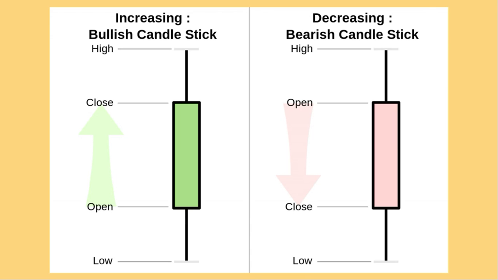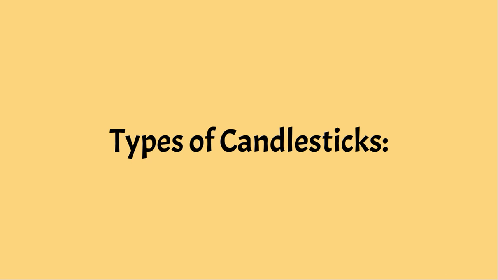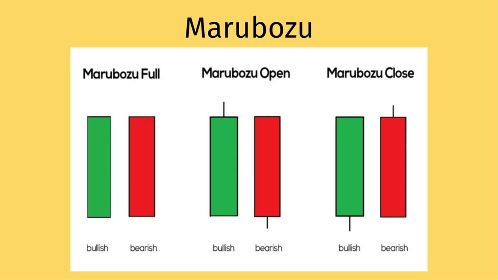Now we will be discussing about the types of candlesticks. Firstly, we will be talking about the Marubozu candlestick. In a Marubozu candlestick, at least one wick is missing. It depicts that strength is being gained if there is a bullish candlestick, or strength is being lost if there is a bearish candlestick. In Marubozu full candlestick, both the wicks are missing, and in a Marubozu open and a Marubozu closed candlestick, one wick is missing.